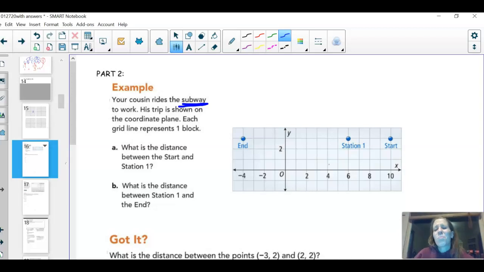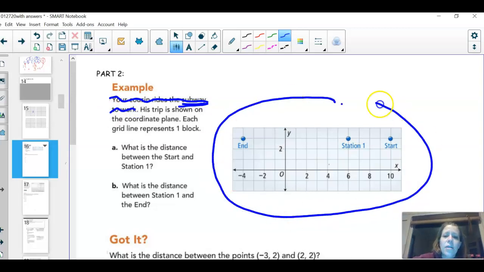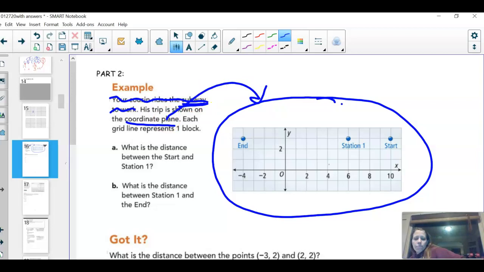Okay, so this information is important, but it's mainly just the reason for the problem. So it's not really something I need to worry about. His trip is shown on the coordinate plane. This right here is the coordinate plane, okay, el plano cartesiano, okay?